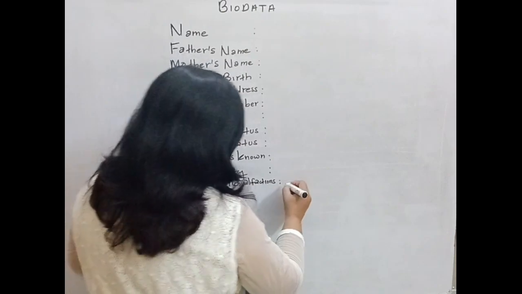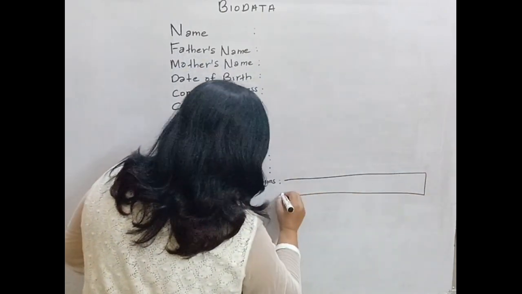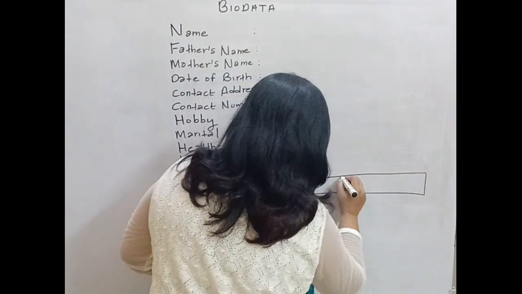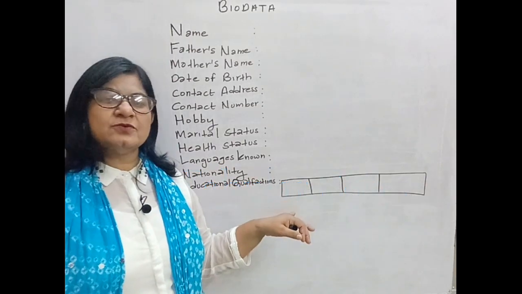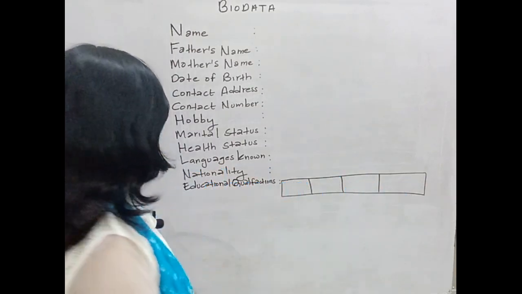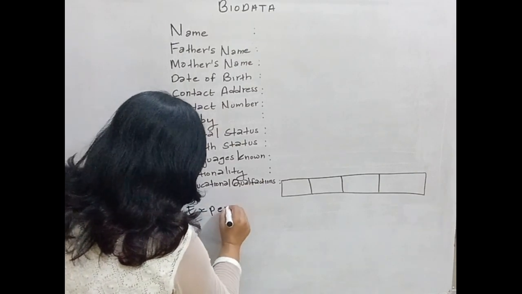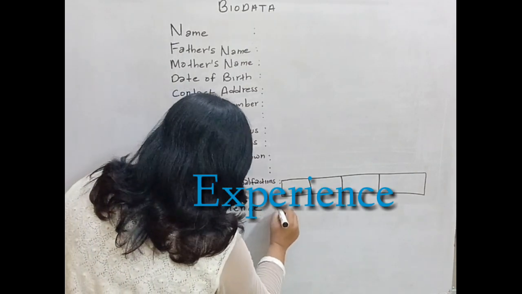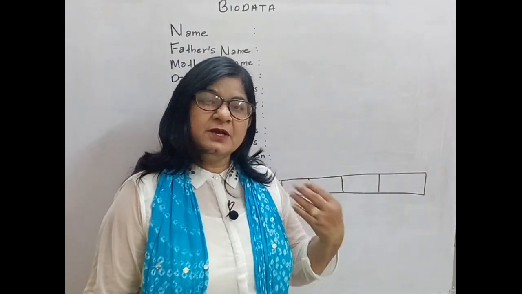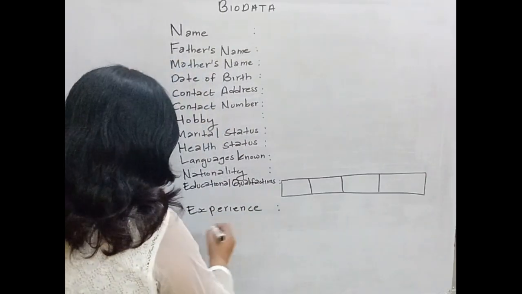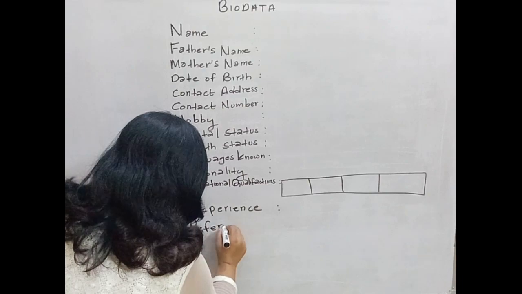Remember to write educational qualifications in a tabular form. After writing the educational qualifications, you have to write the experience. As I have already told you, you have to write the experience from the current to the oldest one. Then you can write here references.